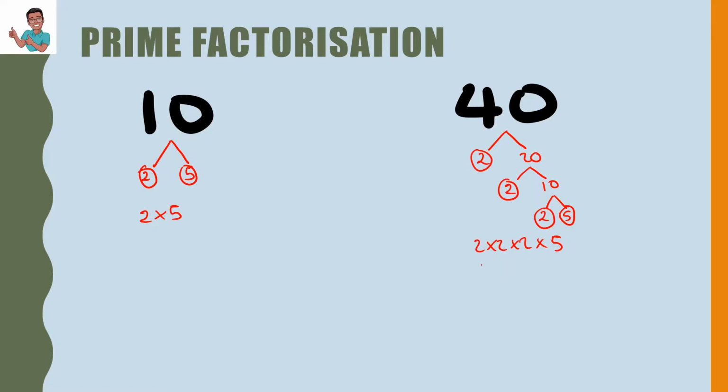In our exam, we have to have it in index form. So this will be 2 to the power of 3. That's because we have 3 2's multiplying by each other. Times 5.